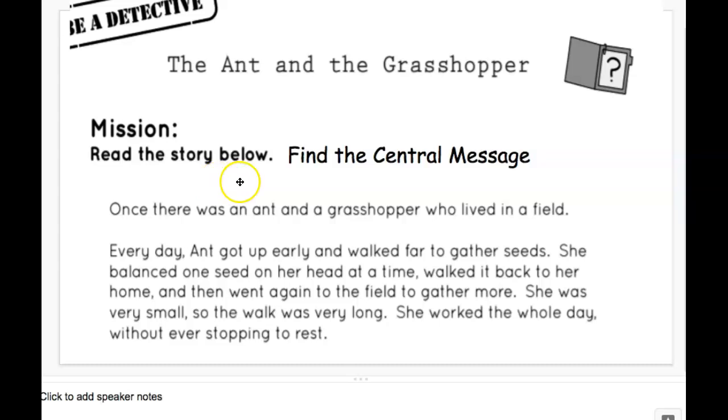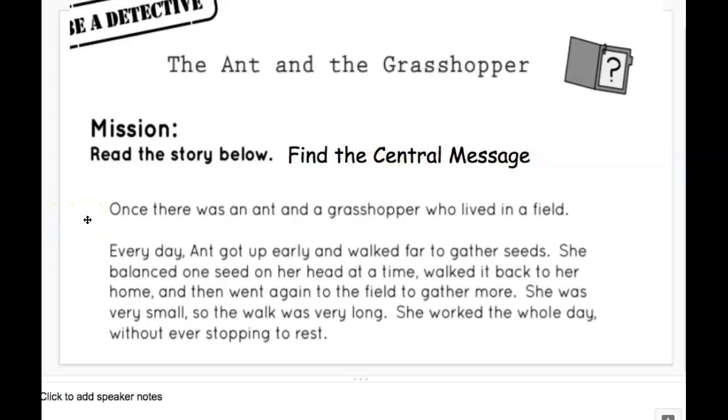Mission: read the story below, find the central message. As we're locating information, we can jot it down. We can put it on our graphic organizer, or we can read this whole thing first and go back. You choose when you're reading by yourself. I suggest we're going to read this whole thing and we'll go back into the text to find that information to put on a graphic organizer, okay? So you can read along with me, or you can sit back and listen.